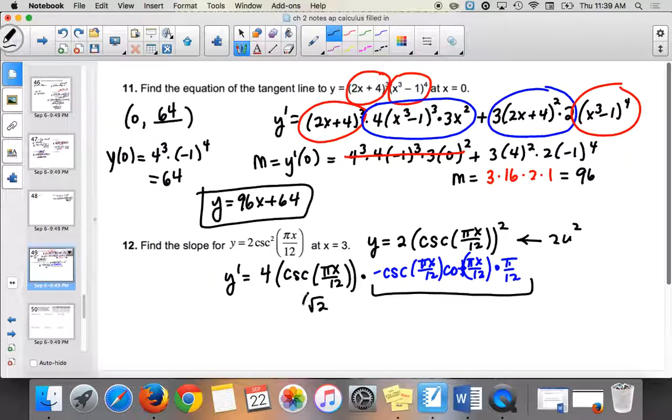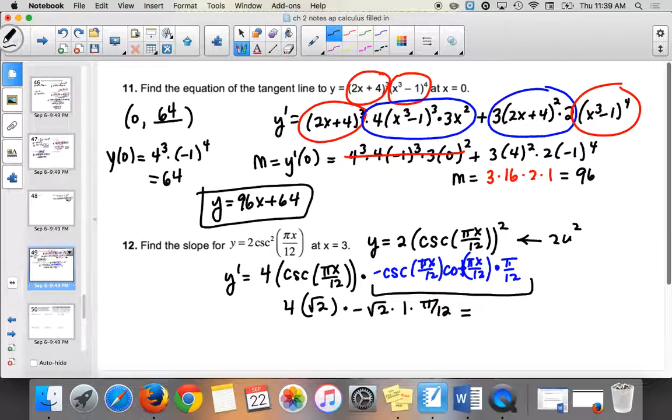All right, and then we're going to have times negative, again, negative cosecant of pi over 4, which is still root 2. What would cotangent of pi over 4 be? What's tangent of pi over 4? 1. So what's cotangent? 1, right? And then times pi over 12.